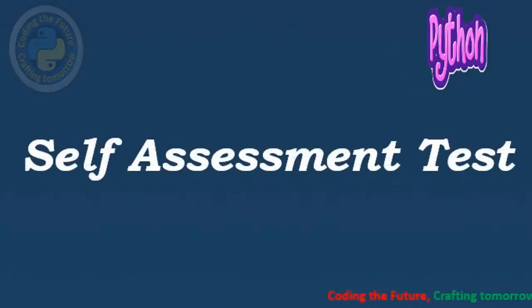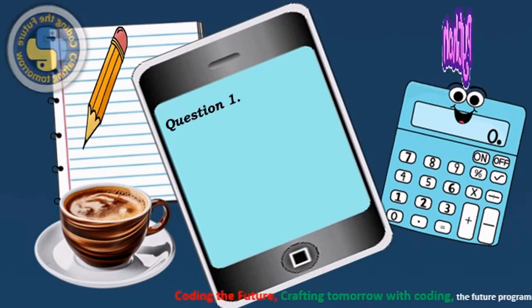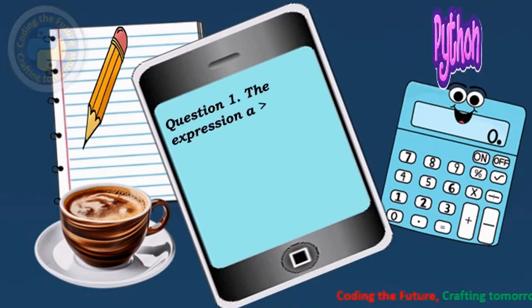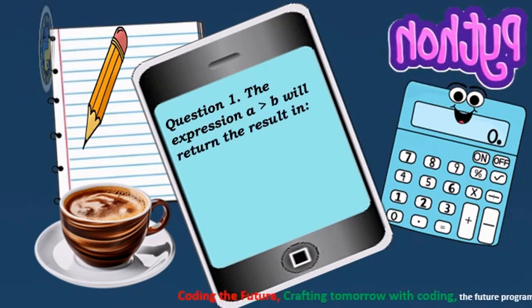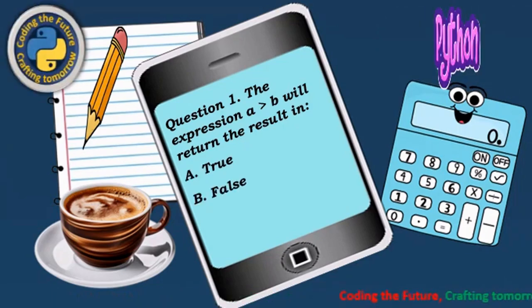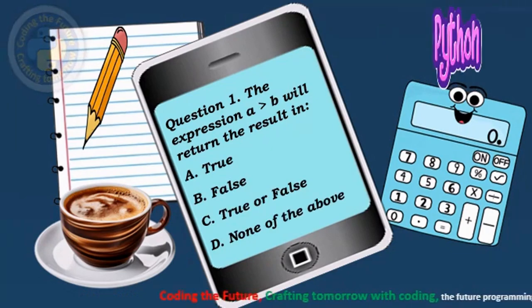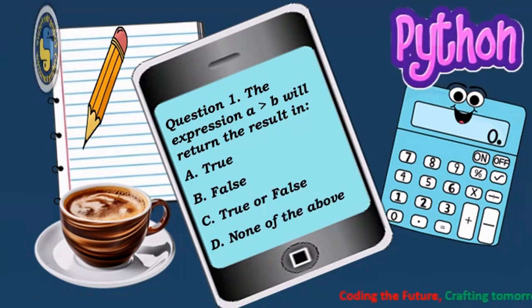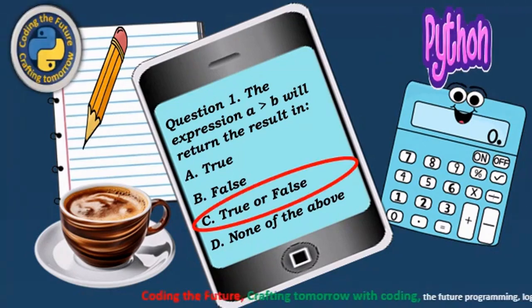Self-assessment test. It's time to judge yourself. Question number 1. The expression A > B will return the result in: A, true; B, false; C, true or false; D, none of these. The correct option is option C, true or false.